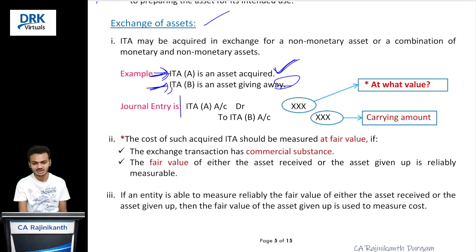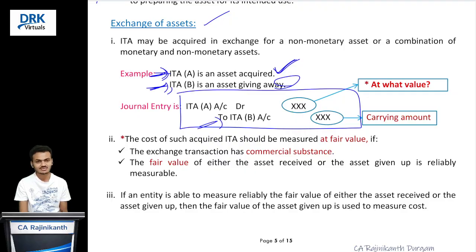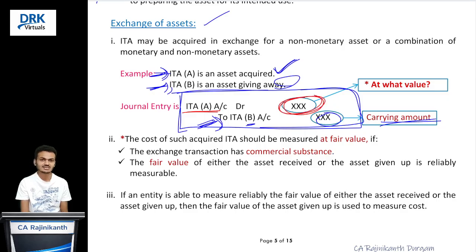So what is the journal entry we write for this? Suppose we are exchanging our assets. What do we need to do first? We should de-recognize our asset first. What is our asset? B is our asset. We are de-recognizing it at carrying amount. Now we should recognize the asset that we are acquiring, correct? We are acquiring intangible asset A. At what amount should that asset be recognized?